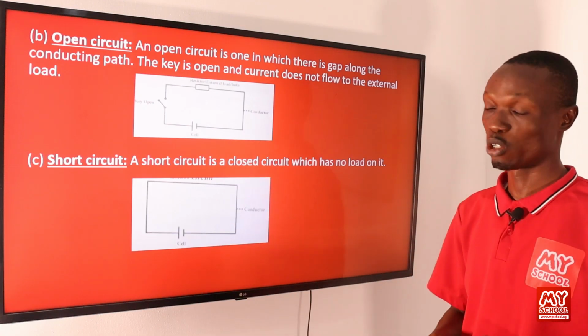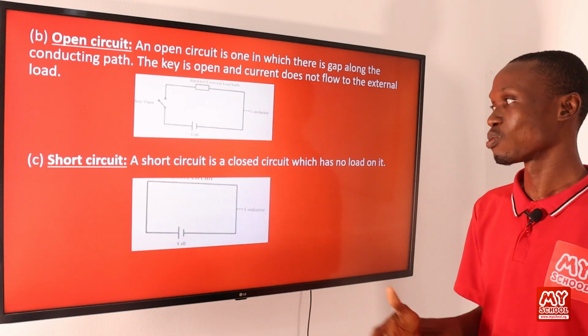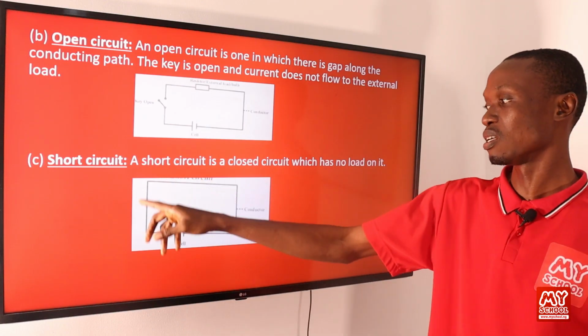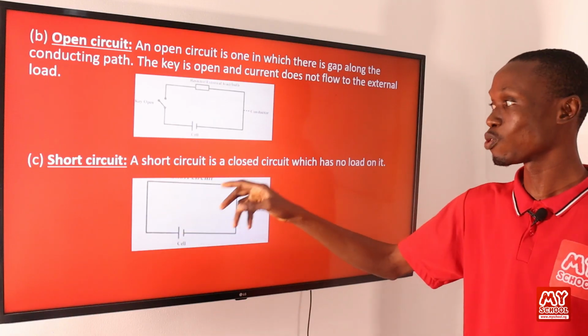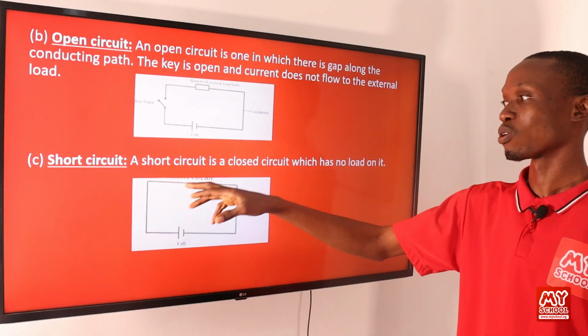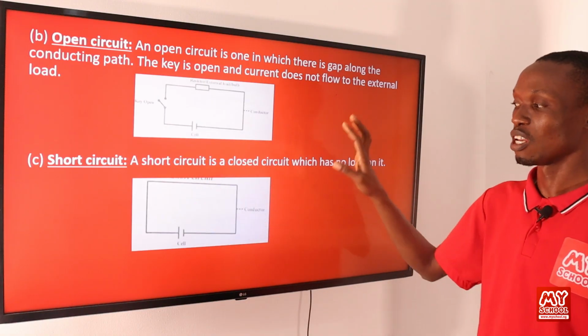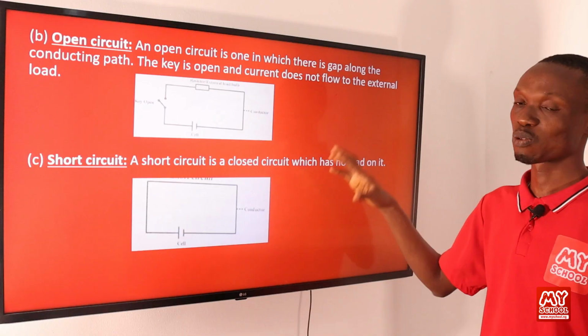Then we also have a short circuit. A short circuit is a closed circuit which has no load on it, as you can see in the diagram. This is a short circuit: even though the circuit is closed, it does not have any load on it. So let's move to the next slide.